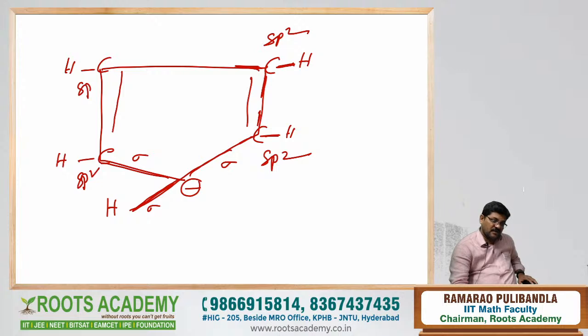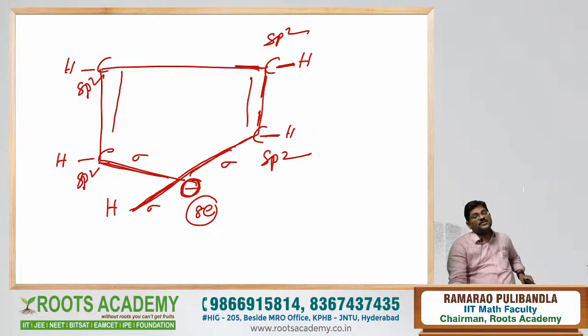Now see, this is a sigma bond. Negative charge means what? Two electrons. Totally how many electrons are there? Eight electrons are there. Even though eight electrons are there, because the negative charge and the double bond are separated by a single bond, negative charge conjugation is there. Because of this negative charge conjugation, sp2 hybridization is available.